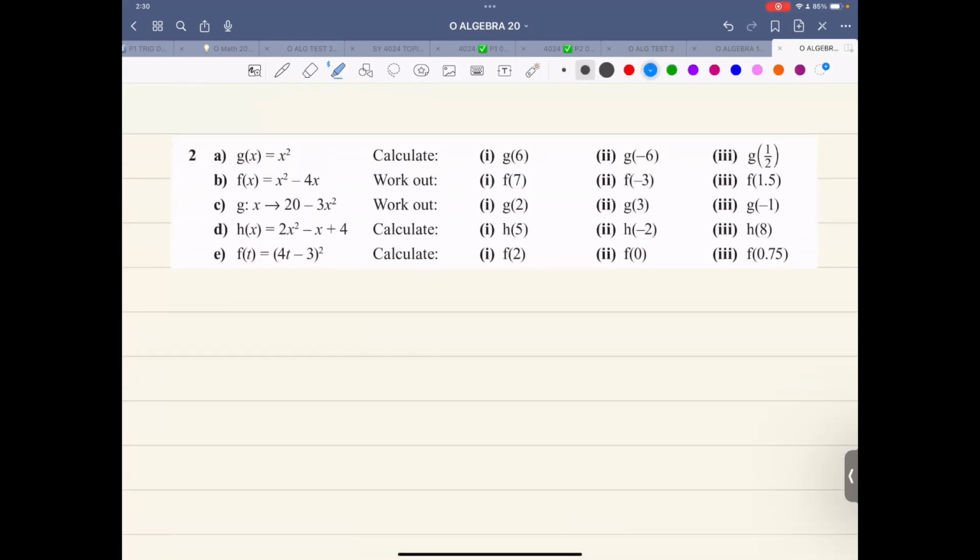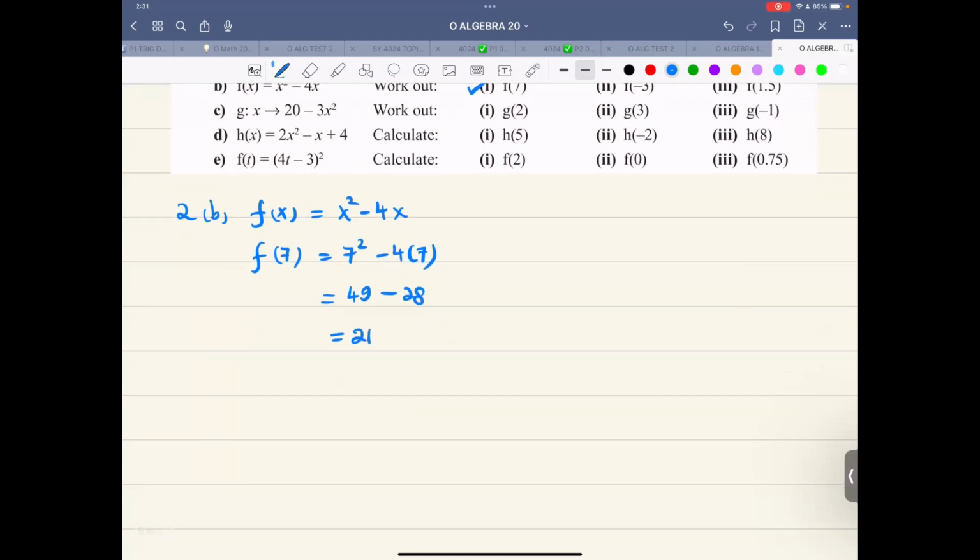Let's look at these questions. Now it's about squaring. For example, the first one, g(x) equals x squared. This is a square function. Then f(x) equals x squared minus 4x: take the input, square it, then subtract 4 times the input. Let me work out question 2 part B, f(x) equals x squared minus 4x. Let me plug in part 1, which is 7. So f(7) is 7 squared minus 4 times 7. 7 squared is 49, and 4 times 7 is 28. This answer comes out to be 21.